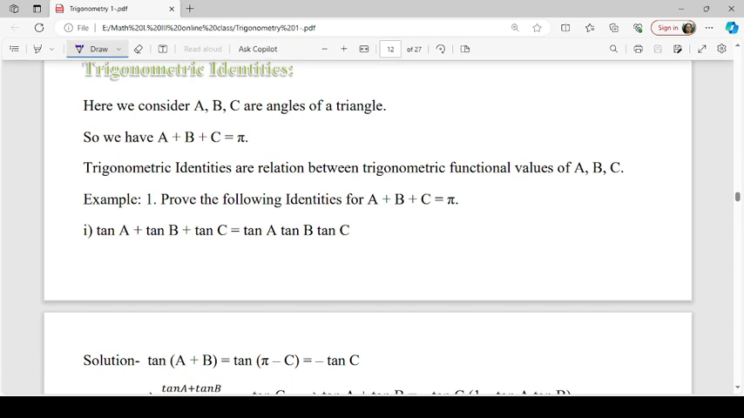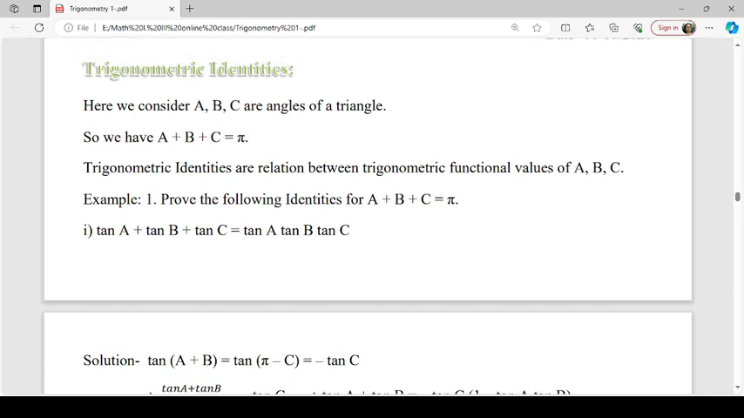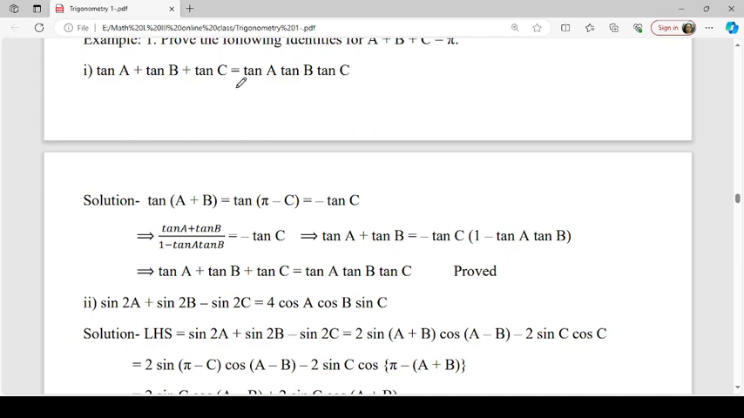Trigonometric identity. Trigonometric identity, this is when A, B, C are angles of a triangle. Means what? A plus B plus C equal to pi. So we assume A plus B plus C equal to pi, and then apply this to this result.